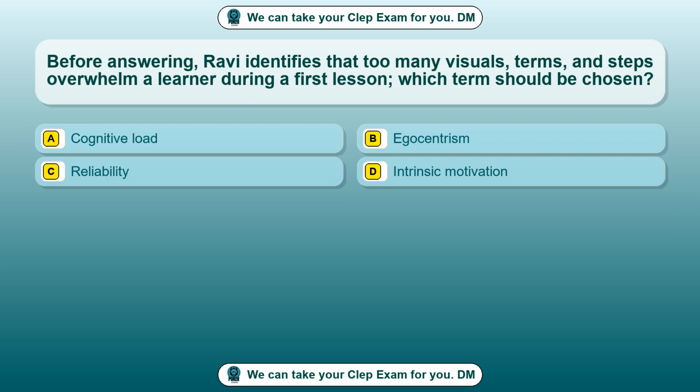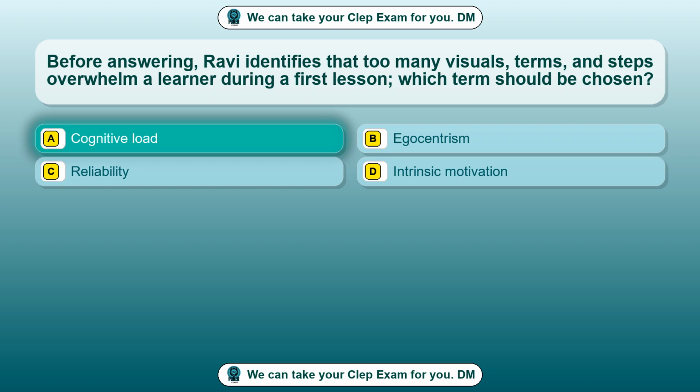Question 45. Before answering, Ravi identifies that too many visuals, terms, and steps overwhelm a learner during a first lesson. Which term should be chosen? Option A, cognitive load. Option B, egocentrism. Option C, reliability. Option D, intrinsic motivation. The correct answer is option A, cognitive load.